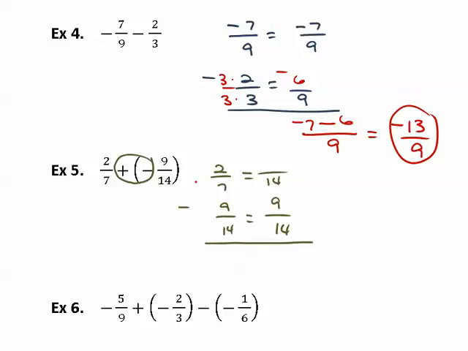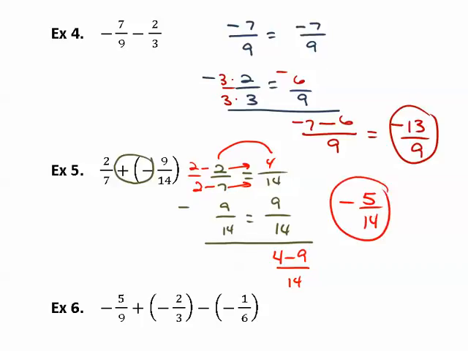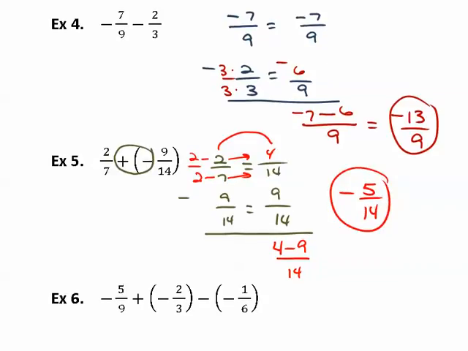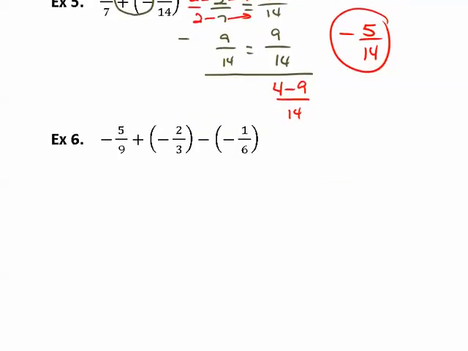So we have to multiply the first fraction by 2 over 2. 2 times 7 gives us the 14. 2 times the 2 gives us 4. So 2/7 is equivalent to 4/14. Now we're going to do the subtraction. We have 4 minus 9 over, keeping the common denominator 14. That gives us negative 5/14.